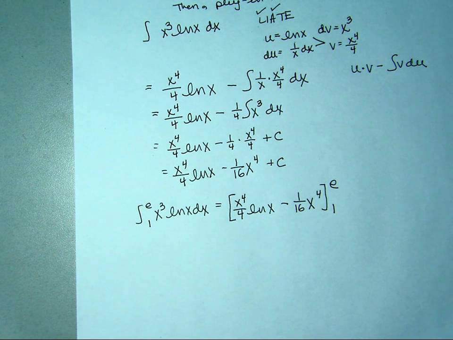Some nice things will happen, some not great things. You might have some e's left in the answer, that's okay. See if you can finish this off in a moment. And of course, remember the whole point of this is we're trying to find the area under this x cubed natural log of x thing. And our answer will be that signed area.